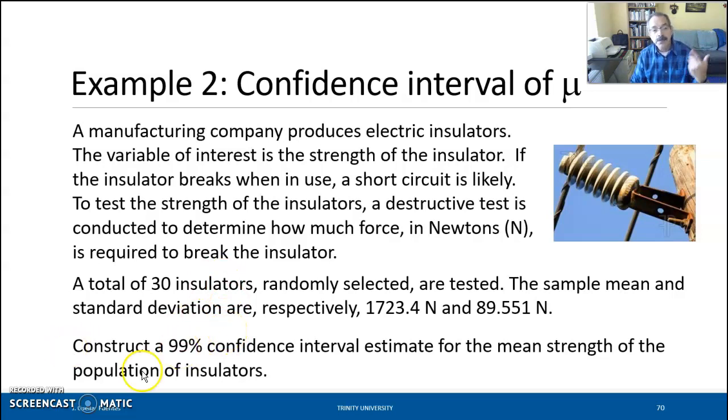In this case, a total of 30 insulators were randomly selected and tested. They found from those 30 measurements that the sample mean is 1,723.4 newtons, and the standard deviation of the sample is 89.551 newtons. And we want to construct a 99% confidence interval estimate for the mean strength of the population of insulators.